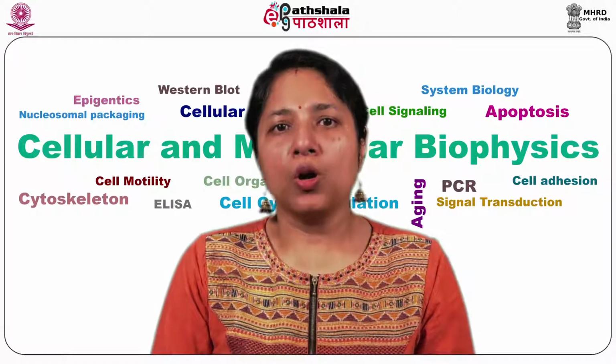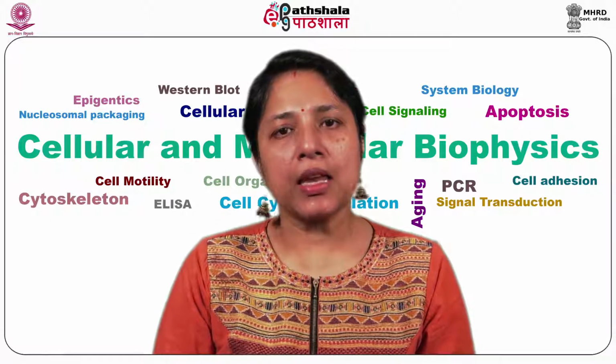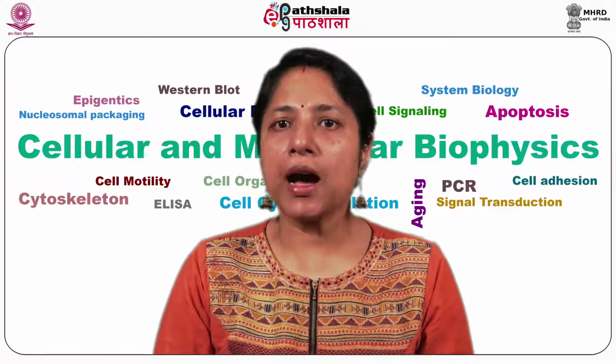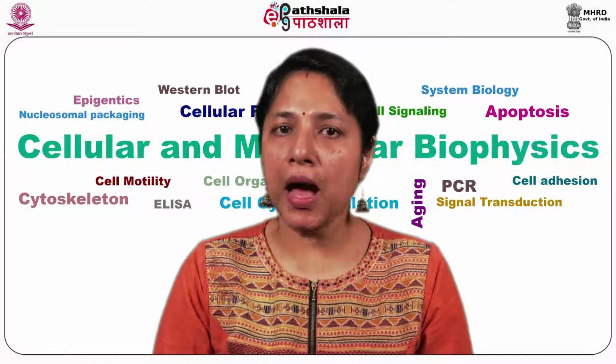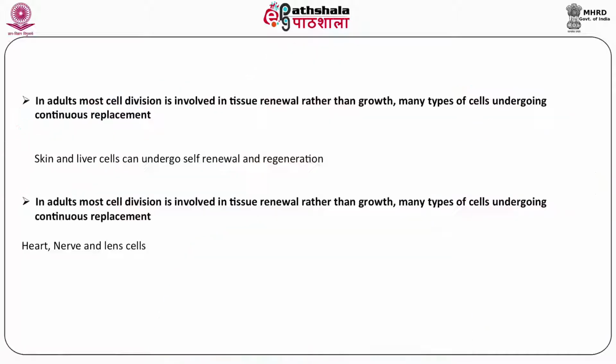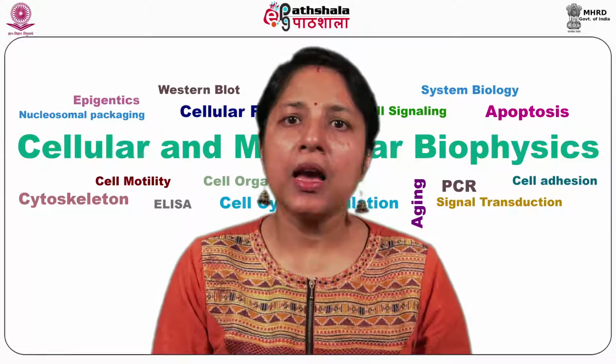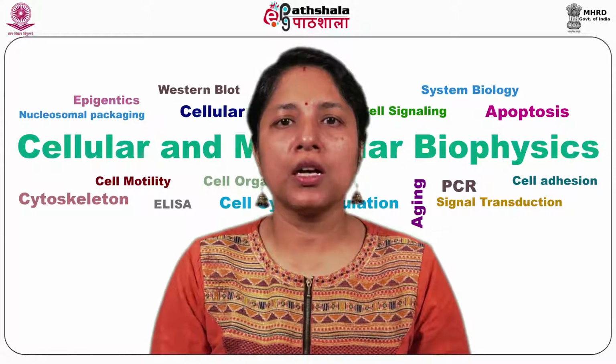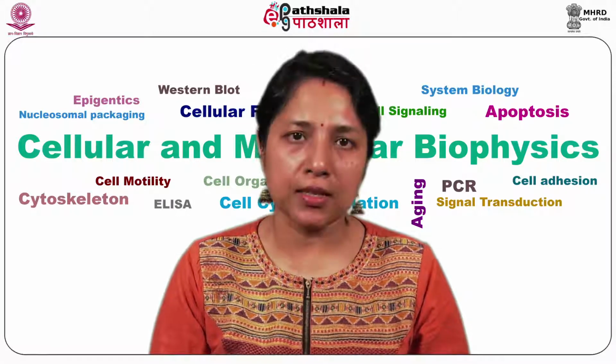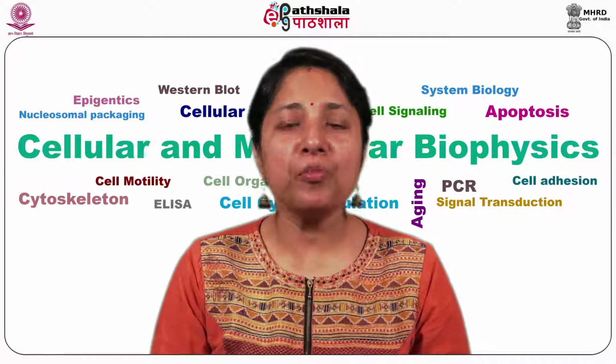Most tissues of the body grow by increasing their cell number, but this growth is highly regulated to maintain a balance between different tissues. In adults, most cell division is involved in tissue renewal rather than growth. Many types of cells undergo continuous replacement. For example, as for repair, we all cut ourselves from time to time, and the cells along the edges of the cut undergo mitosis to repair the cut. The same is true for broken bones.